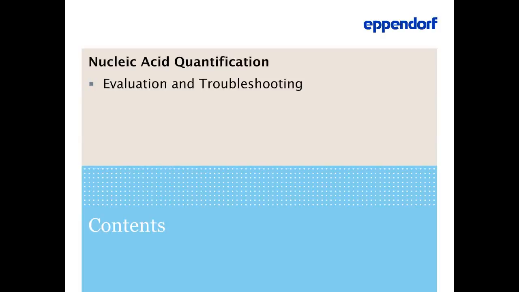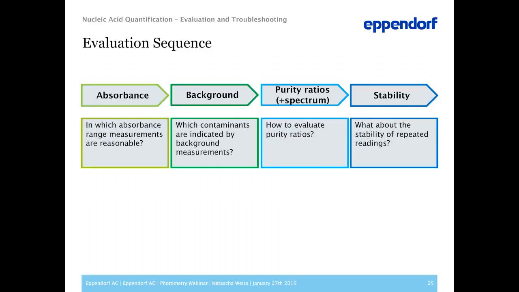On the following slides, I would like to present how to analyze measuring results and in which way troubleshooting is done. Therefore, we will follow this evaluation sequence by answering the questions: which measuring range is readable, which are the causes of background, in which way purity ratios are evaluated, as well as how to make sure that repeated readings will be stable.